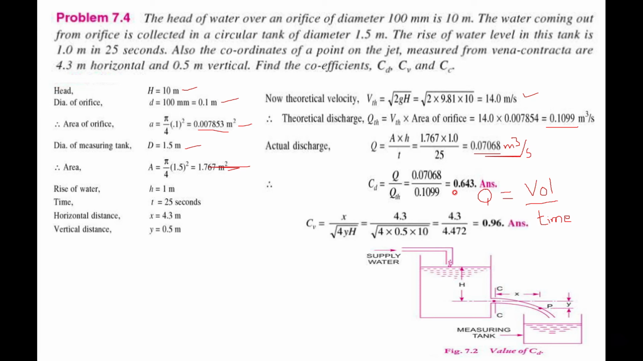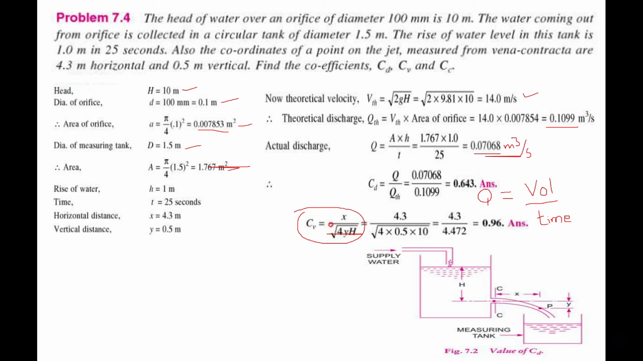Now CV, so CD as we have calculated, because the water has been collecting in a collecting tank, from the collecting tank we get the volume by time, which gives us actual discharge. Then actual by theoretical gives us the CD value. Then CV can be calculated through the coordinates of the jet, that is x and y. We have a formula for this one, that is CV is equal to x divided by... this is the formula we are having, use it.